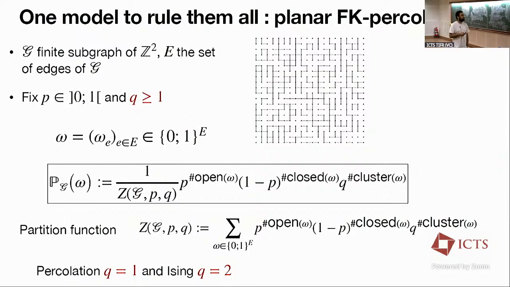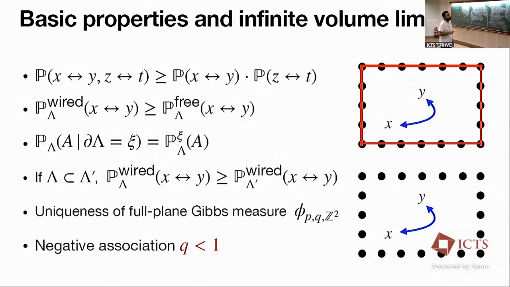For q bigger than 1, you have what is called a model of positive association. What does it mean? It means that connected events tend to favor each other. The probability of having, for example, two points connected is actually bigger than the product. The conditional probability that X is connected to Y, if you already know that Z is connected to T, is bigger. So it is really a model that favors connections.